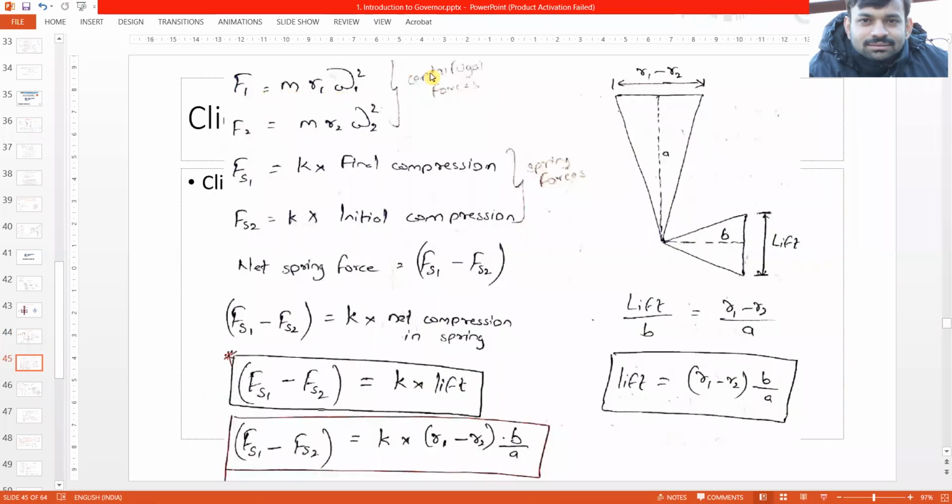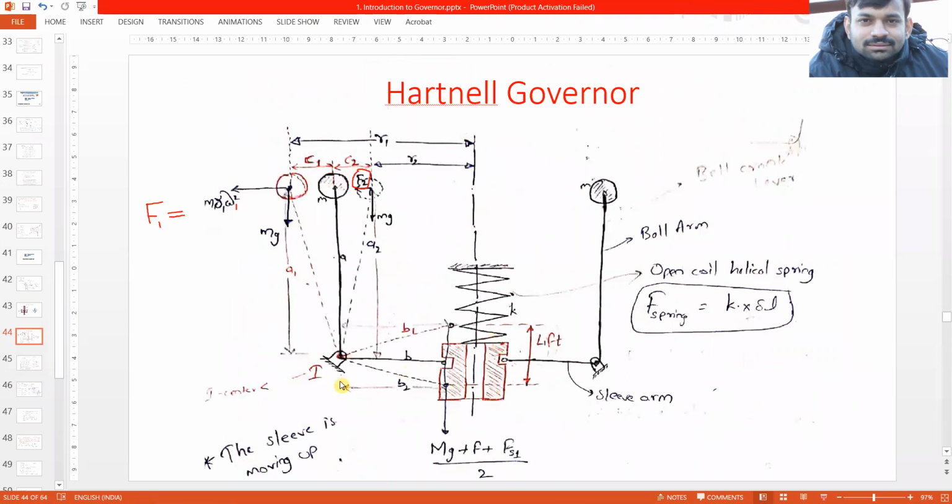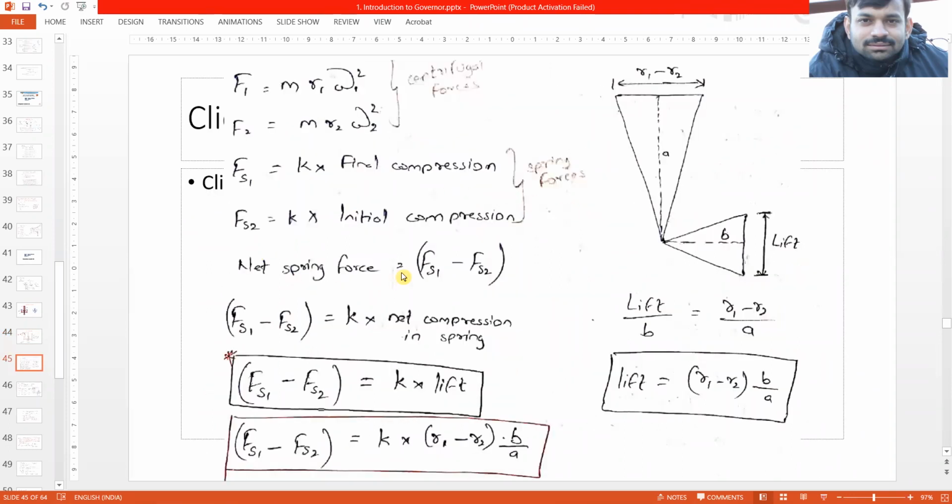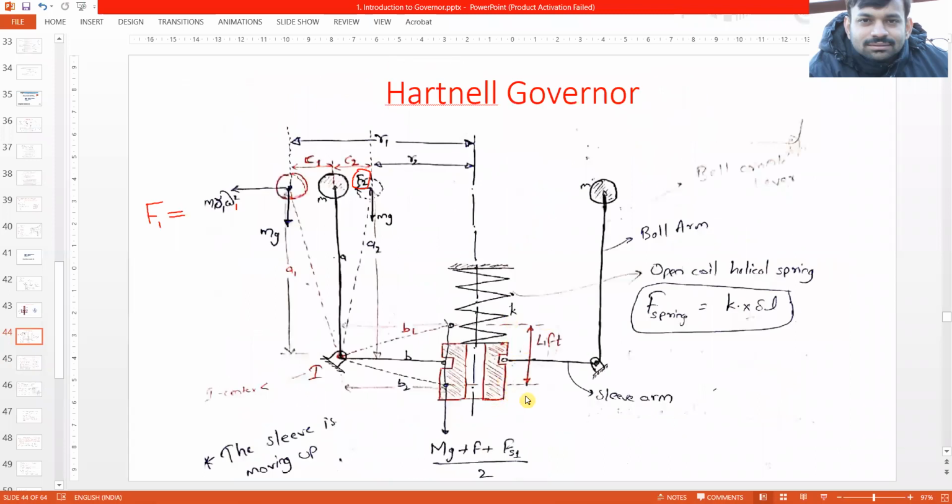So F1 is m R1 omega 1 square, F2 is m R2 omega 2 square, because R is changing and omega is changing. So these are centrifugal forces. Then spring forces would be Fs1 equals K into final compression, and Fs2 equals K into initial compression. So it will be proportional to this distance. The net spring force would be Fs1 minus Fs2, which is equal to K into net compression in the spring. And what is the net compression? That is the lift. The net compression is equal to the lift of the sleeve.